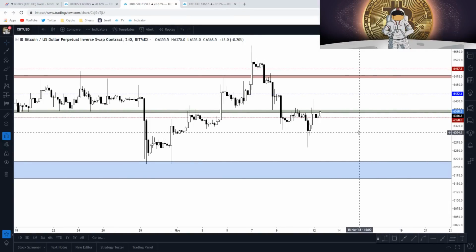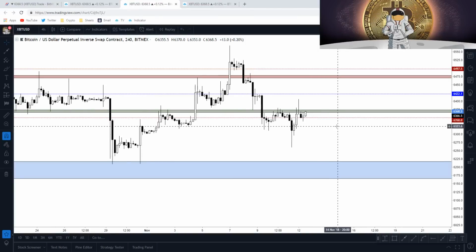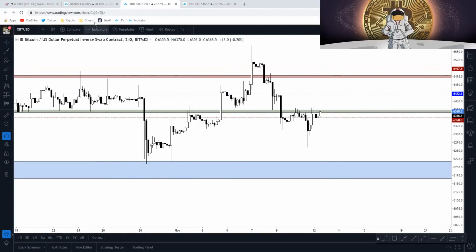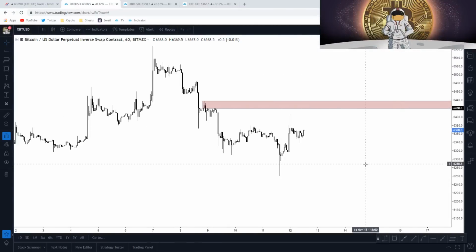And obviously, to confirm if this is distribution is if we get a 4-hour close below this old swing low, which I may short for a scalp, to be honest. Let's take a look at the blank chart and see what I come up with.